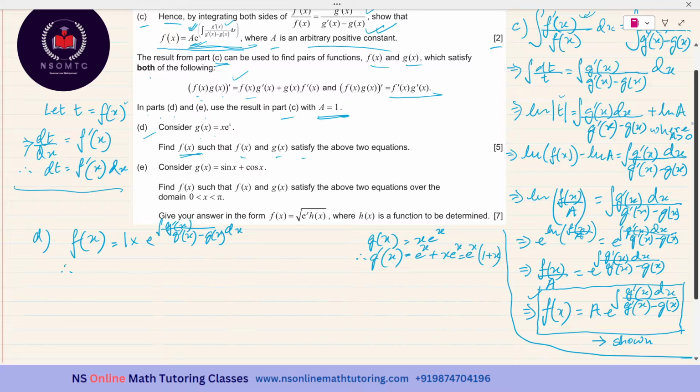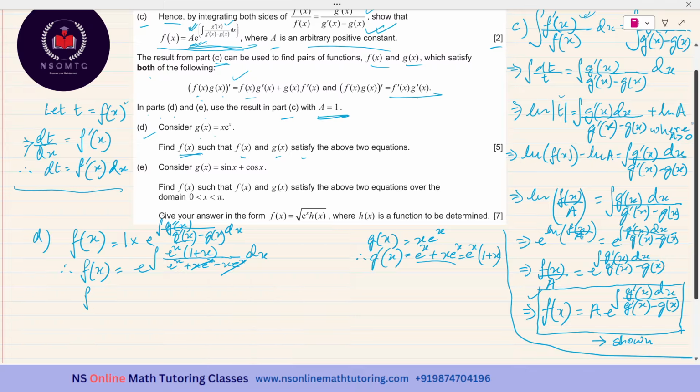So therefore f of x is equal to e to the power of the integral of e to the power of x times 1 plus x over, for this expression g dash x, I am writing the expanded form, e to the power of x plus x times e to the power of x, minus g of x, which is minus x times e to the power of x. And of course, there is this dx. So these two will be getting cancelled.